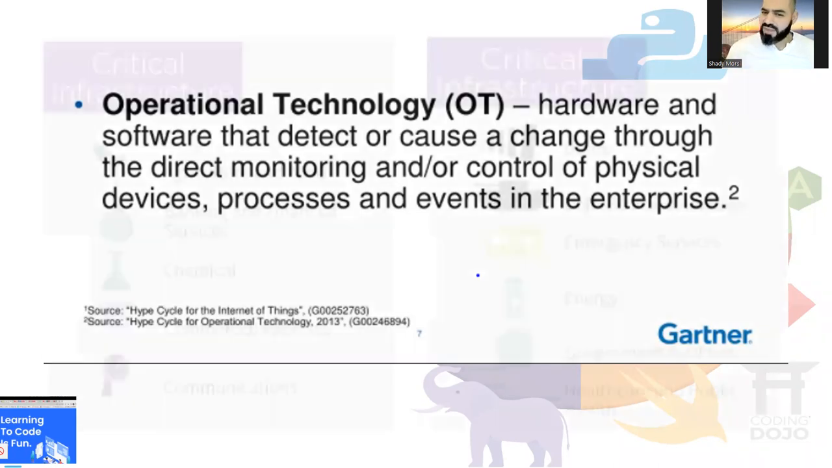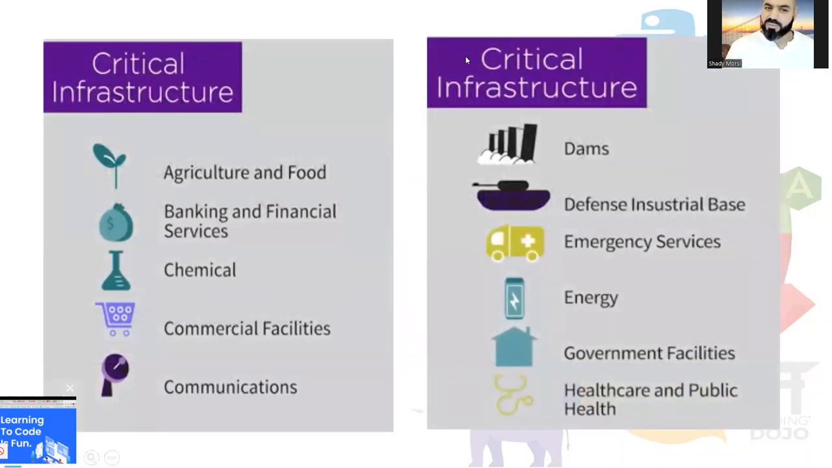So where can I find OT? This is where I can find OT. So guys, in agriculture and food, I will give you an example for this. Maybe you would never expect that it exists there. Banking and financial services also have OT systems. Chemicals or petrochemicals, when you have a facility like Petrorabigh or Aramco, they do a lot of things that are automated. Commercial facilities, communication links, dams, the things that allow water to get in and out.